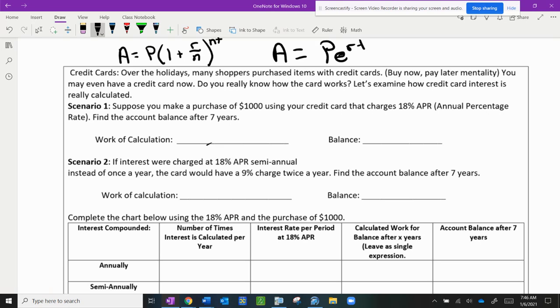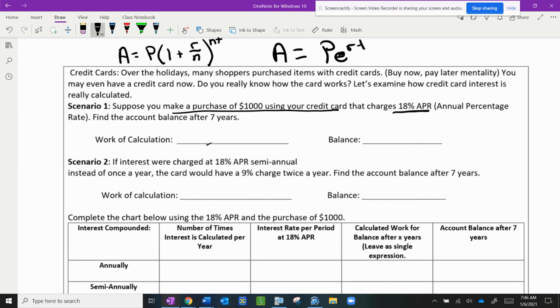the credit card. So suppose that you make a purchase for $1,000 on your credit card, and that credit card charges you about an 18% annual percentage rate, which is about what they do. That's actually not a bad rate. Sometimes it's 25%. And we're going to find the account balance if you didn't pay it after 7 years.